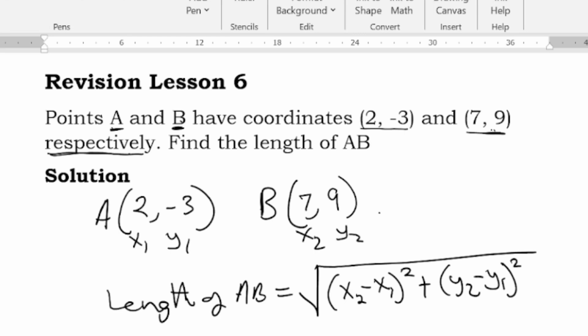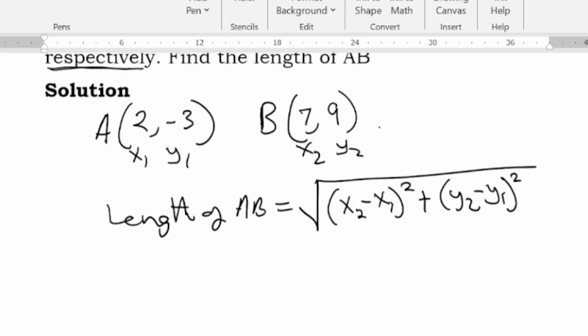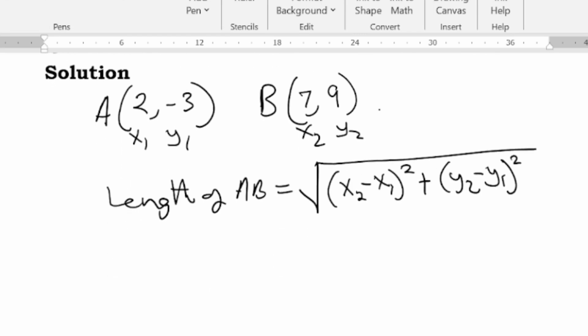Now, it doesn't matter whether you use x1 minus x2 or y1 minus y2. What is very important is to be consistent. The first one that we start with here is the first one we start with there. So if you start with x1 minus x2, then here it has to be y1 minus y2. That's what is key. So let us substitute these values.